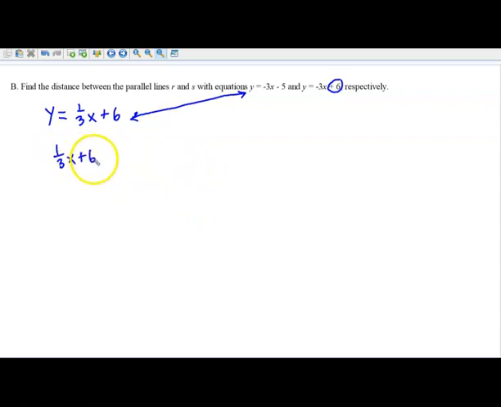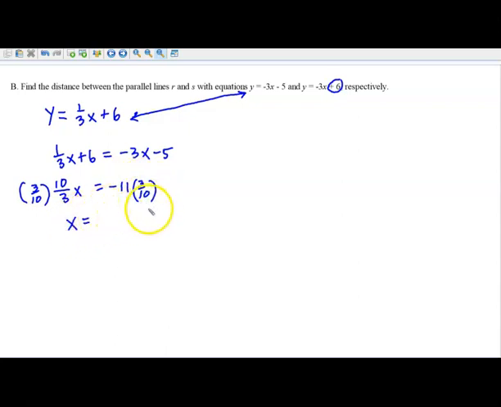Okay, so let's set those up as a system. 1/3 x plus 6 is equal to negative 3x minus 5. So again, this would be negative 9/3 that I will be adding to both sides. I'm going to add 9/3 to both sides. So that's 10/3 x. And then I'm going to subtract 6 from both sides. That's negative 11. Multiply by 3/10 on both sides.